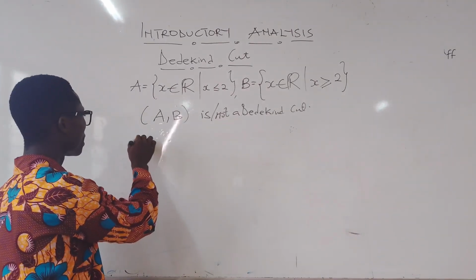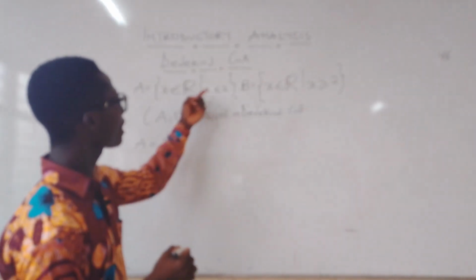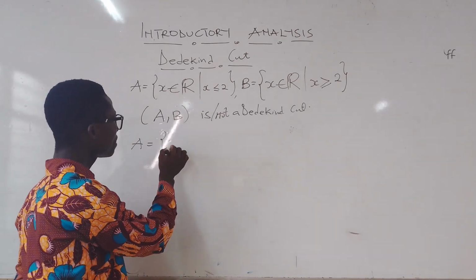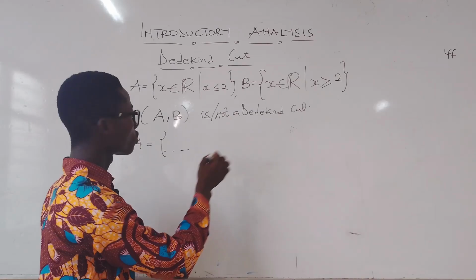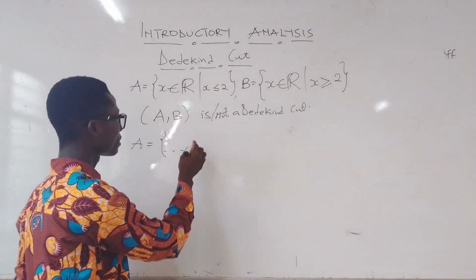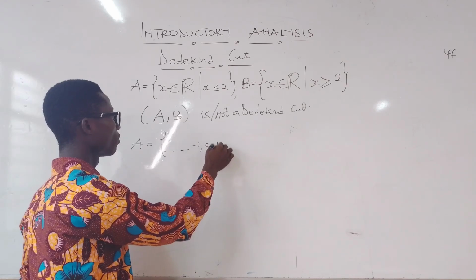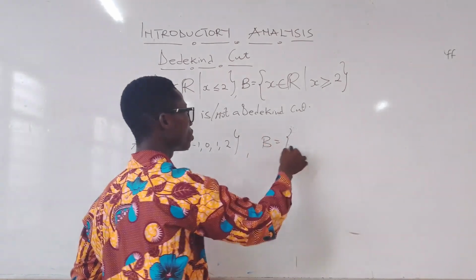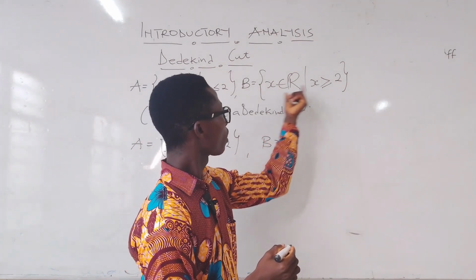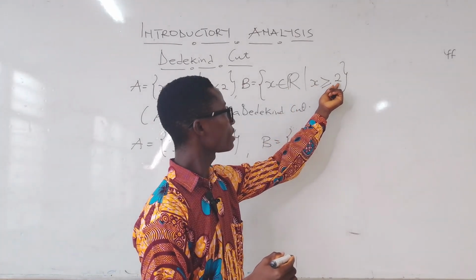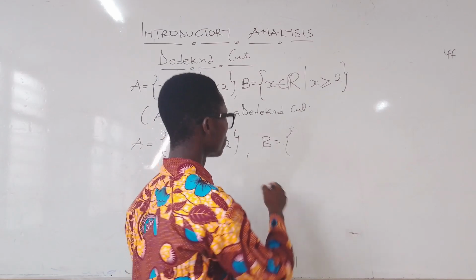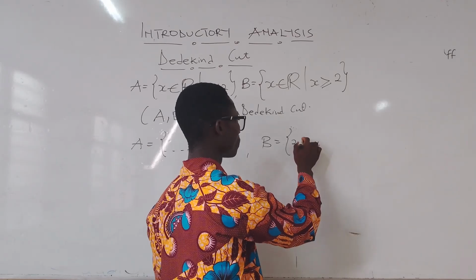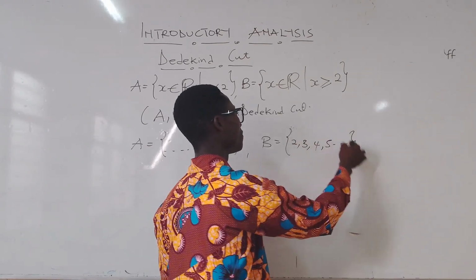We are saying that set A is equal to the set of real numbers which is less than or equal to 2. So here the set will start from negative infinity up to 2. Let me use integers for instance, it will be, let's say, negative 1, 0, 1, up to 2. And set B is equal to the set x belongs to real numbers, so we start from positive 2 up to positive infinity. So let me use 2, and let me set integers 3, 4, 5 up to positive infinity.